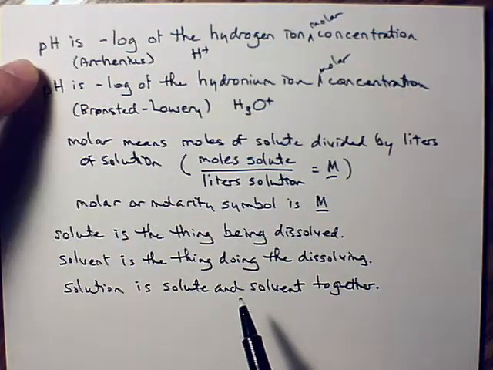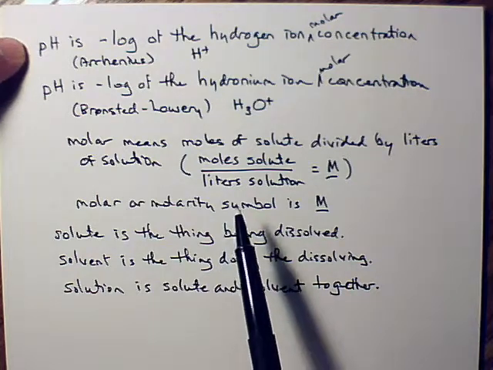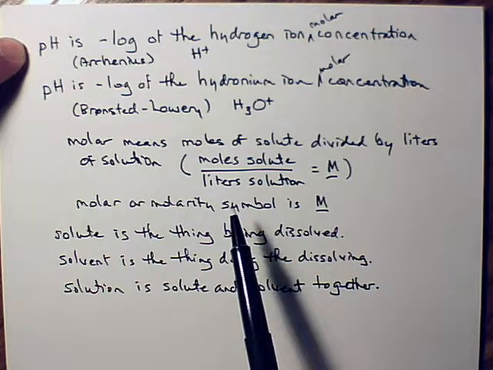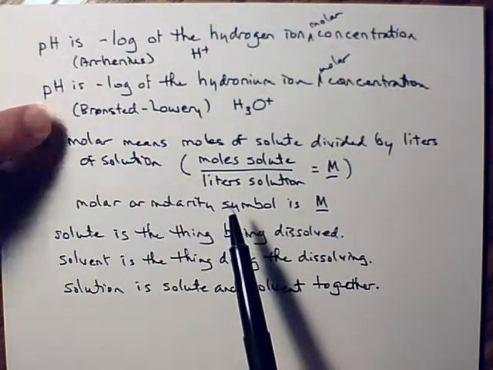pH in the Arrhenius acid-base theory system is the negative log of the hydrogen ion molar concentration. And it's also the negative log of the hydronium ion molar concentration, and that's in the Bronsted-Lowry system.